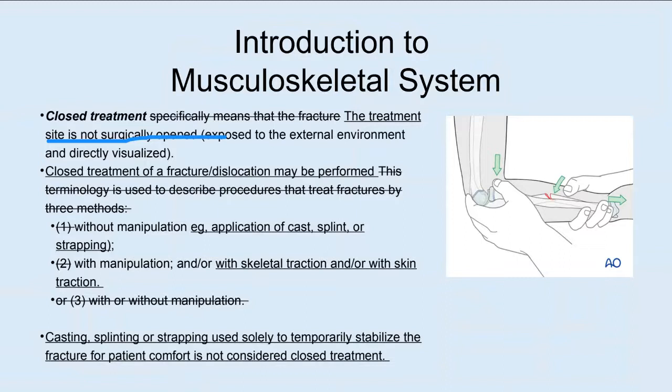Closed treatment of a fracture dislocation may be performed without manipulation, with manipulation. And then they deleted the part that says with or without. The important change in this is that they give examples. Without manipulation, application of a cast, splint, or strapping, with manipulation, with skeletal traction and or skin traction.